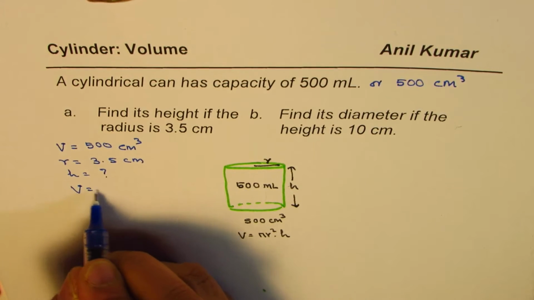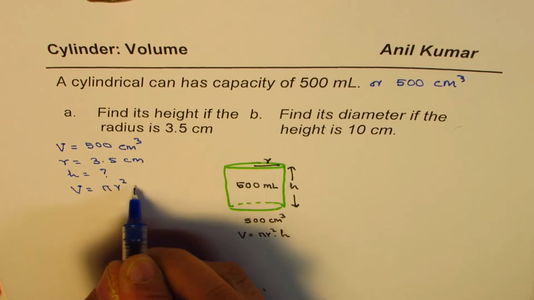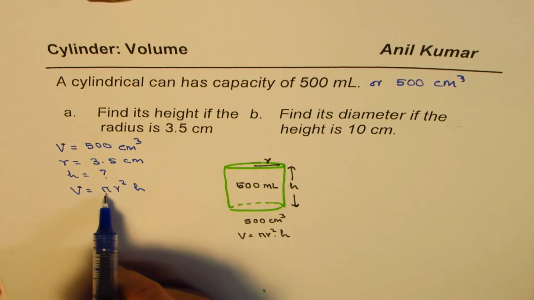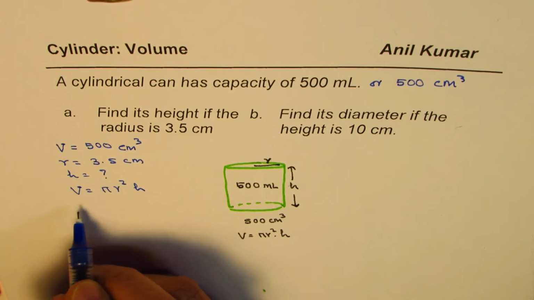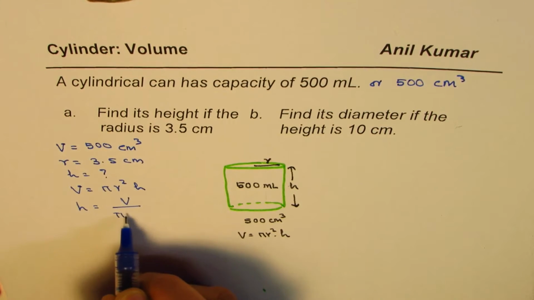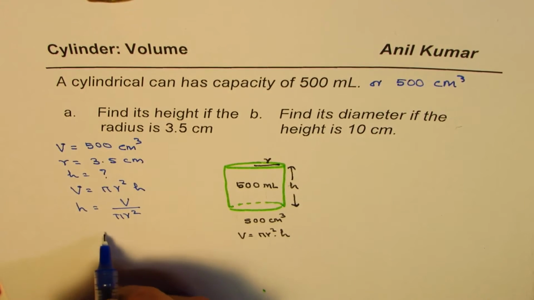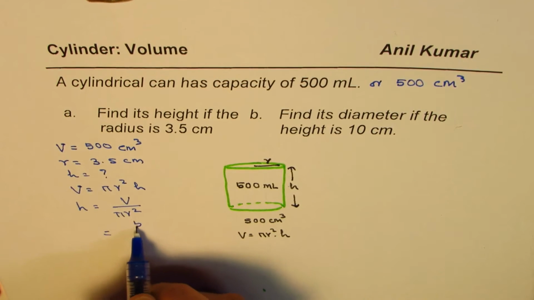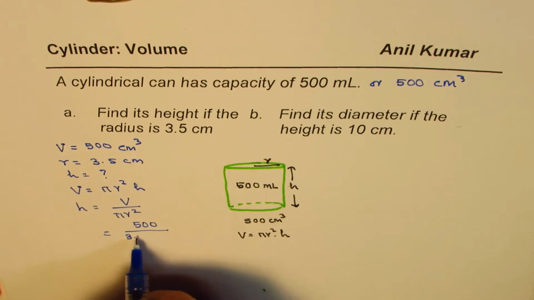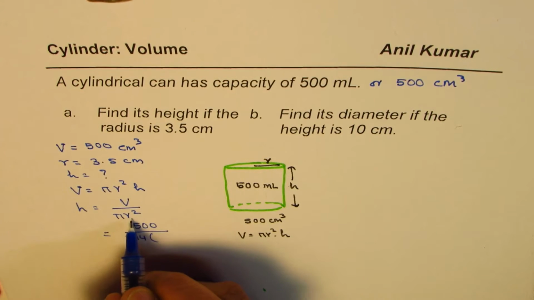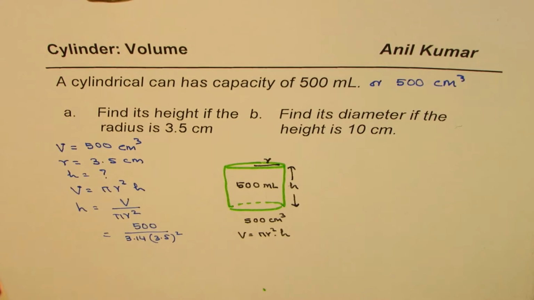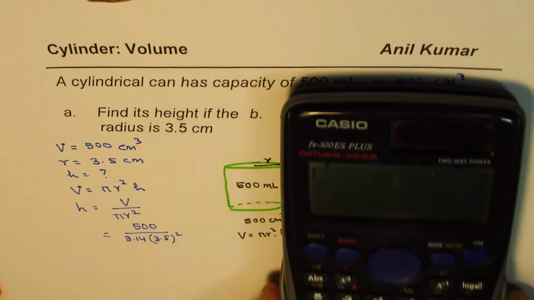Now what is the relation between volume, radius and height? We know volume is pi r square h. Now if we want to find height, we can divide both sides by pi r square. So we get height equals volume divided by pi r square, correct? So in this case, volume is 500, divided by pi, which is 3.14, times r square, r is 3.5 square, right?